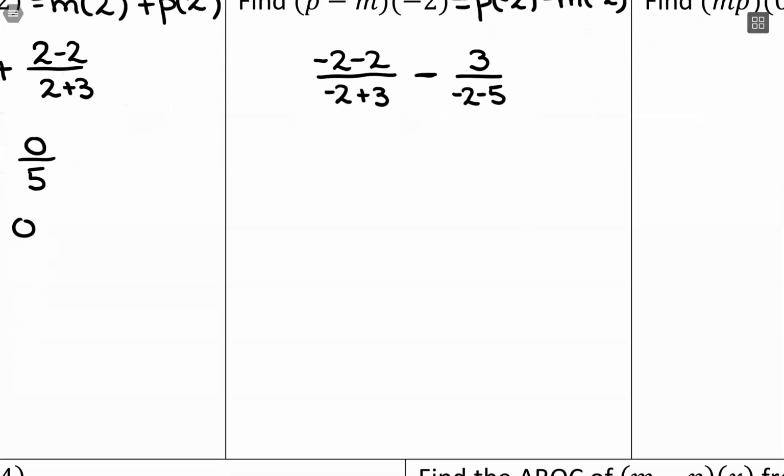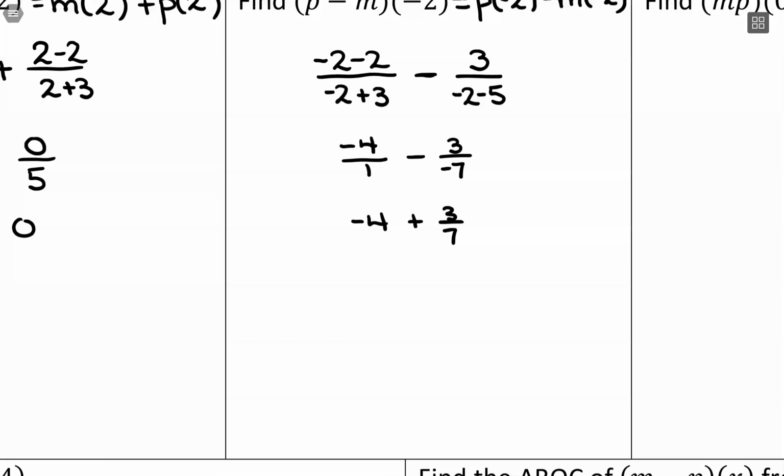And then we're just going to simplify down. So we'll have a negative 4 over 1 minus 3 over negative 7. So this is going to be the same thing as a negative 4 plus 3/7. Now to add those fractions together, we can change our negative 4, or if we want to, we can use a calculator to help us out.